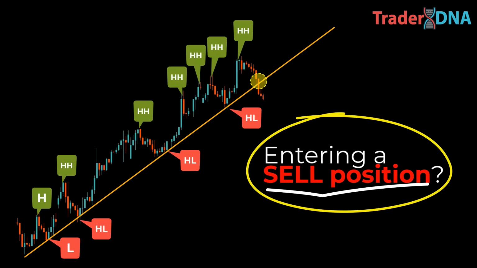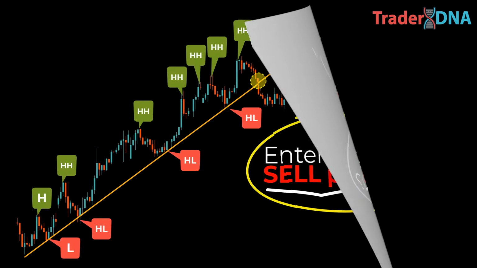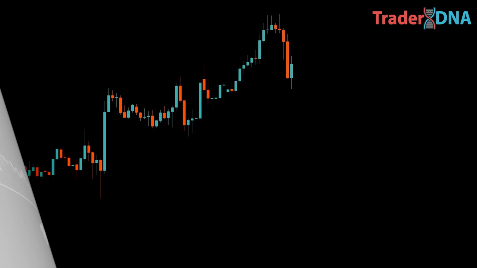You need to wait for additional confirmation before taking action. One of the smartest ways to do that is by watching for signs that bullish momentum is fading before the market breaks below the bullish trend line. This helps you filter out false breakouts and gives you a much more reliable signal to trade on. Let me walk you through a perfect example to help you understand this setup more clearly.